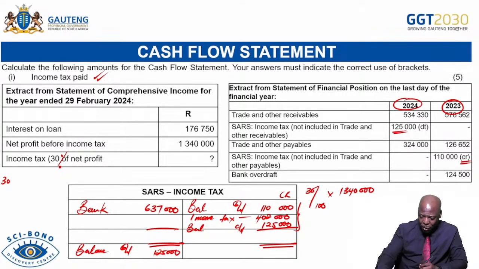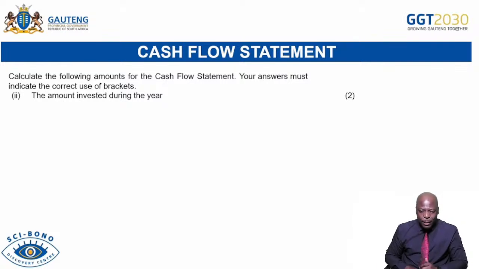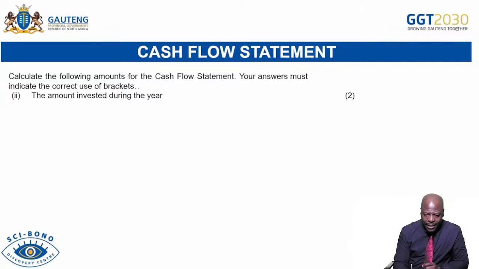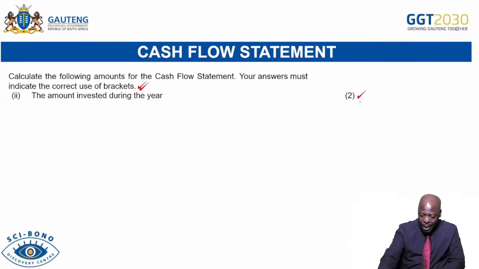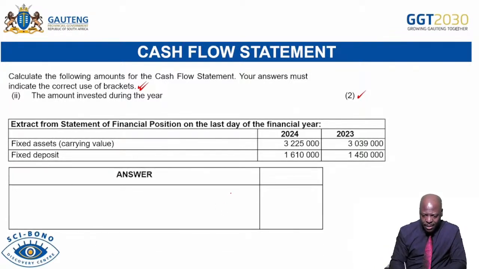Very, very important. The next one says, calculate the following amounts for the cash flow statement. You must indicate the correct use of brackets. You remember what I just said? So in here, we are calculating the amount invested during the year, and you stand to win 2 marks in this question. Here is the information. Investment, we're talking about the fixed deposit.